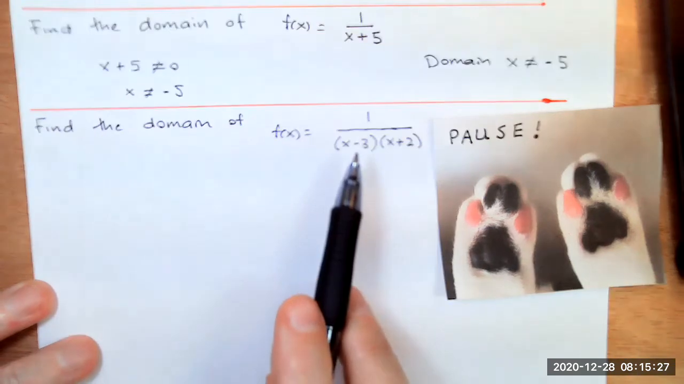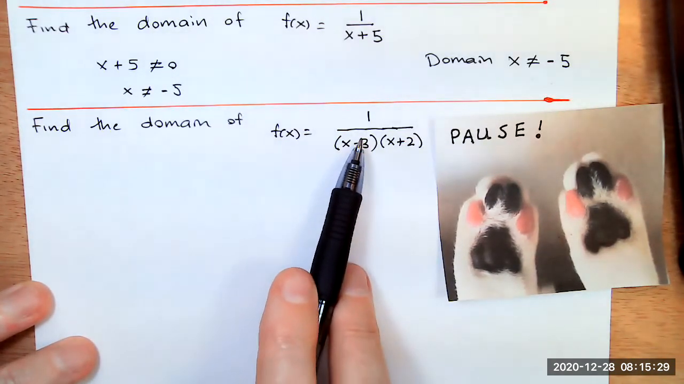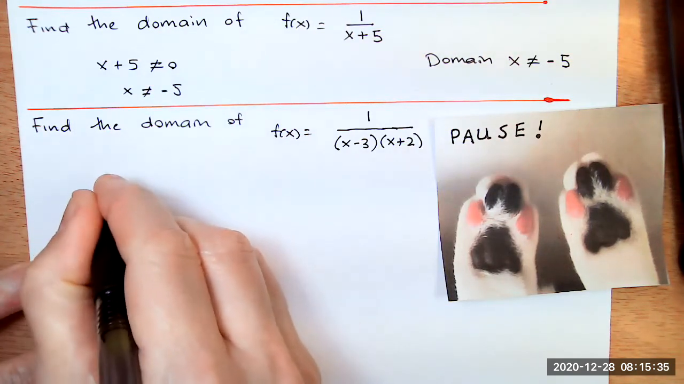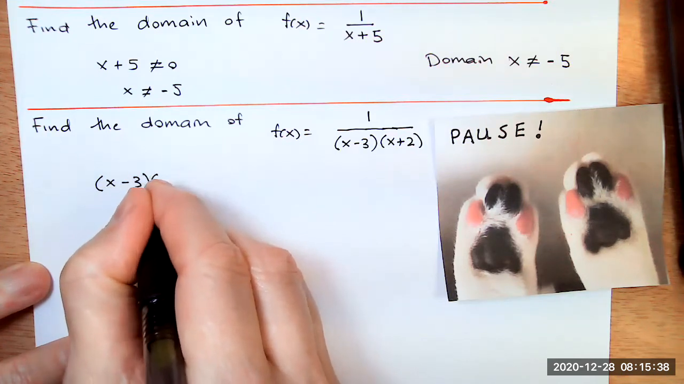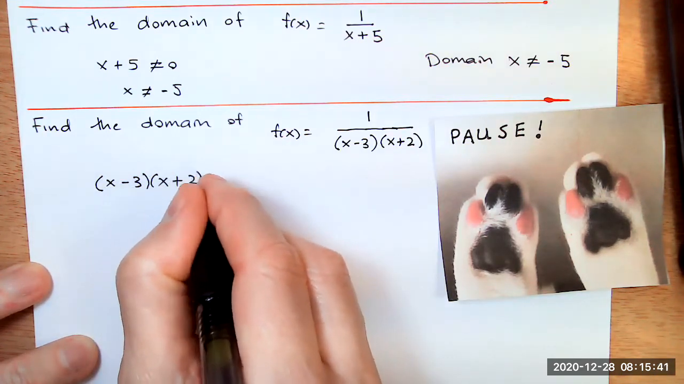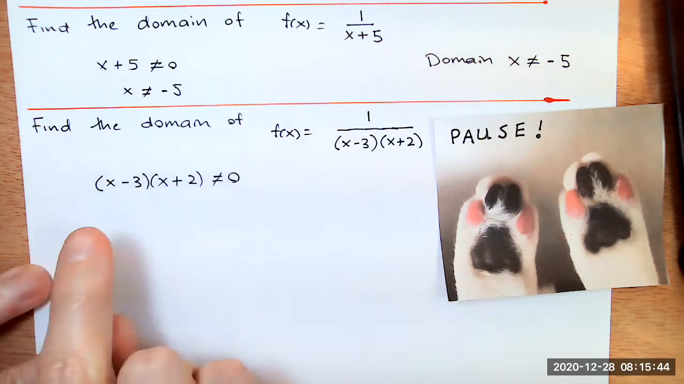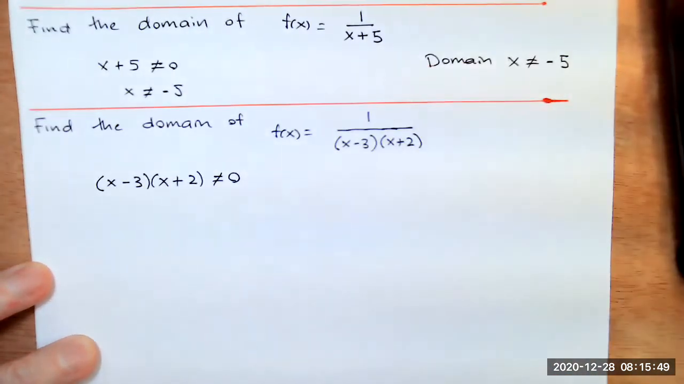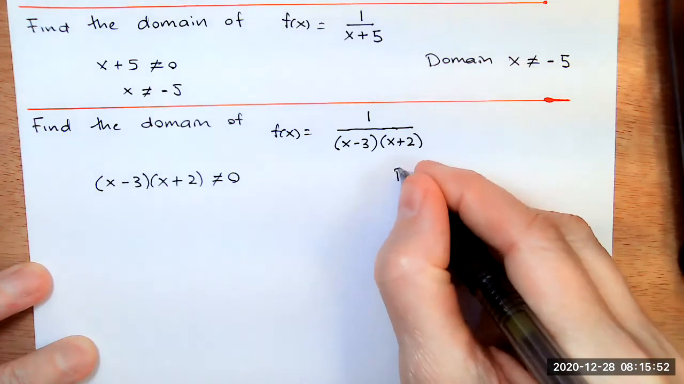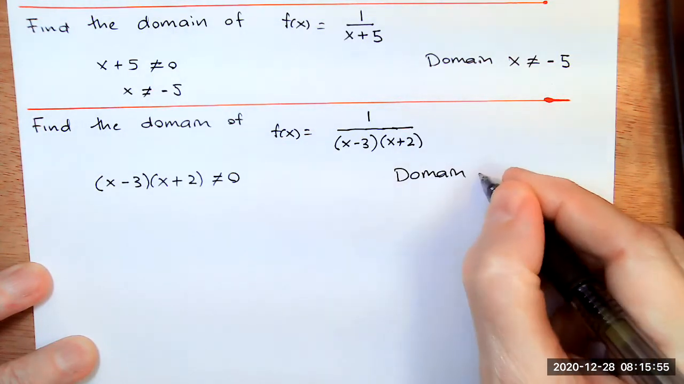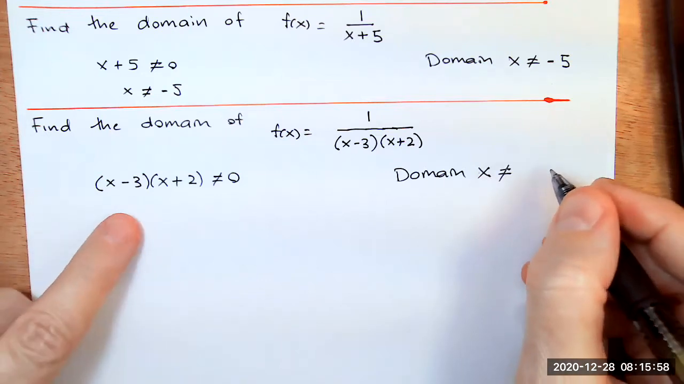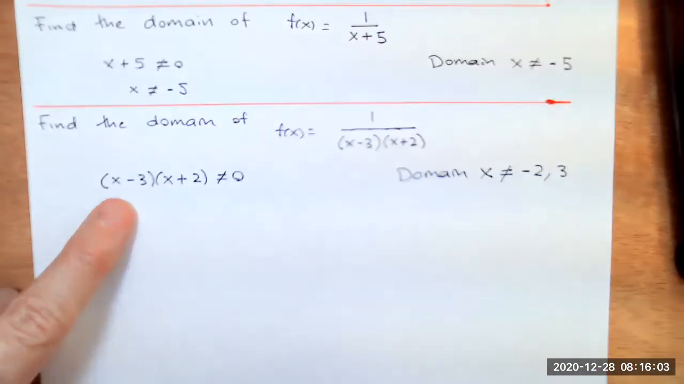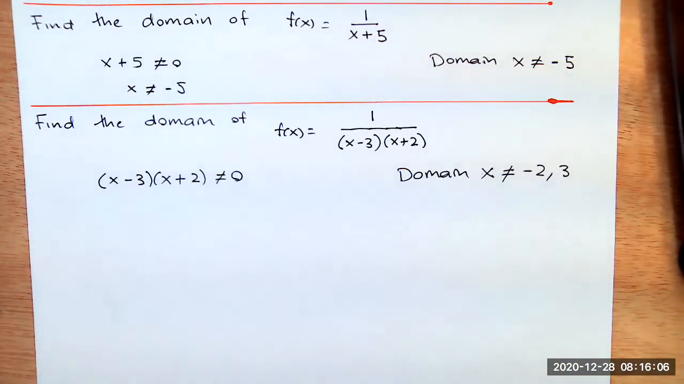Let's try another. All right, can you find the domain of f of x is 1 over x minus 3 times x plus 2? So similar to the others, this cannot be equal to 0. So neither factor can be 0, using the zero factor property. And you can probably just do that in your head. x cannot be equal to negative 2 or positive 3.